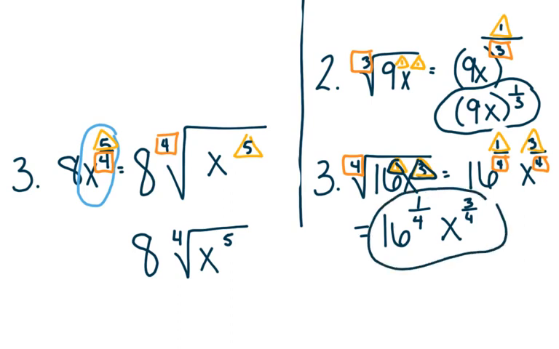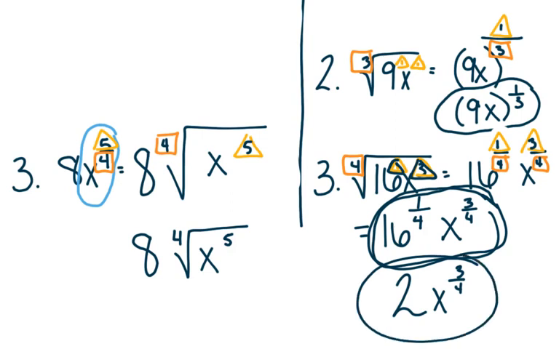Okay, so that's how you write it. If you wanted to simplify, I mean, you could just do 16 to the 1/4 power, and it's actually 2x to the 3/4. But I just wanted you to get used to writing it right now, so I'm going to accept this answer. Just know that you would probably see this one in a higher level math course.